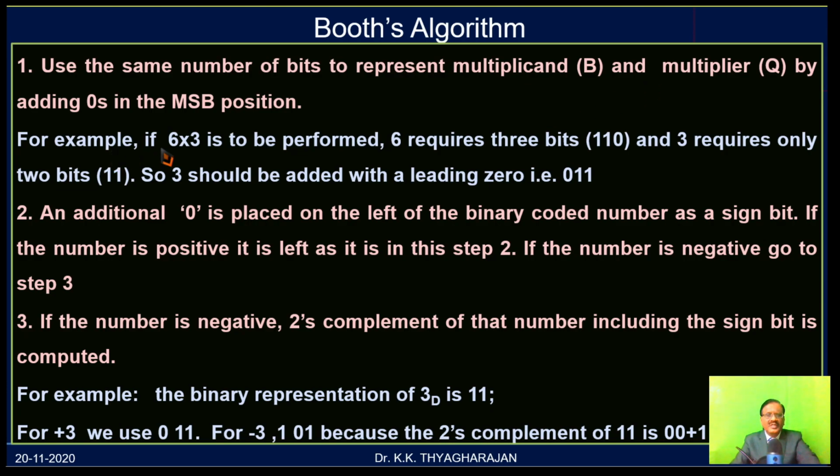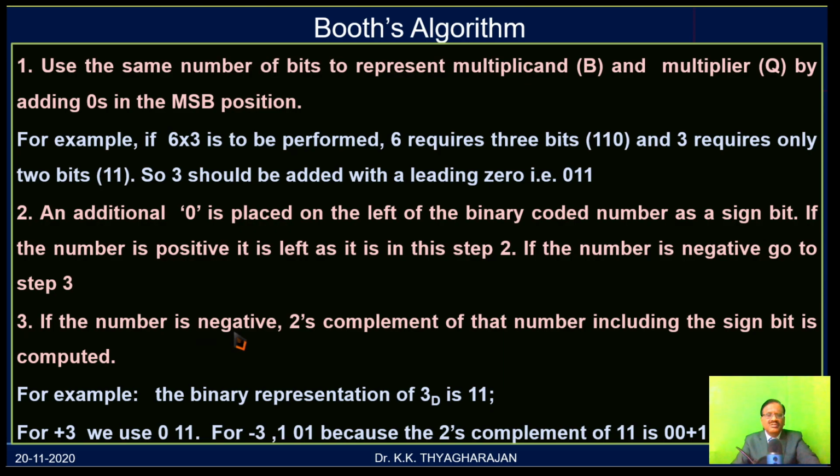For example, if 6 into 3 is to be performed, 6 requires 3 bits, that is 110, and 3 requires only 2 bits, that is 11. So, 3 should be added with the leading zeros, that is, it should be represented as 0, 1, 1. An additional 0 is placed on the left of the binary coded number as a sign bit. If the number is positive, it is left as it is in this step 2. If the number is negative, go to step 3.